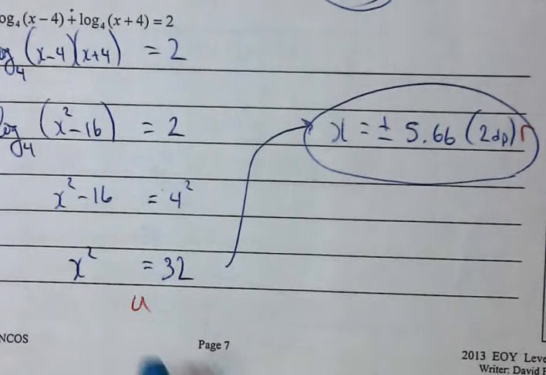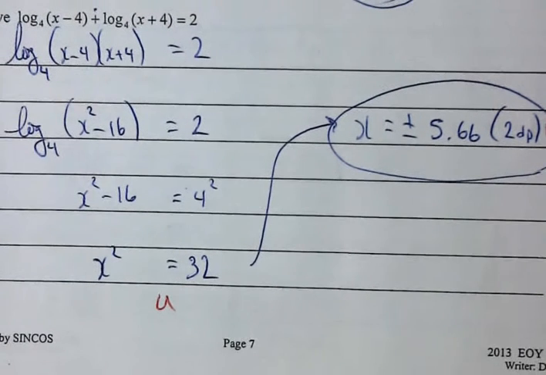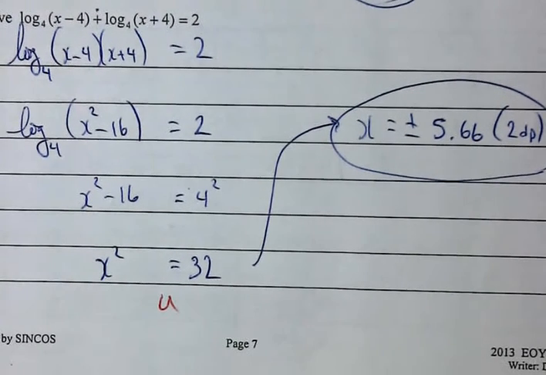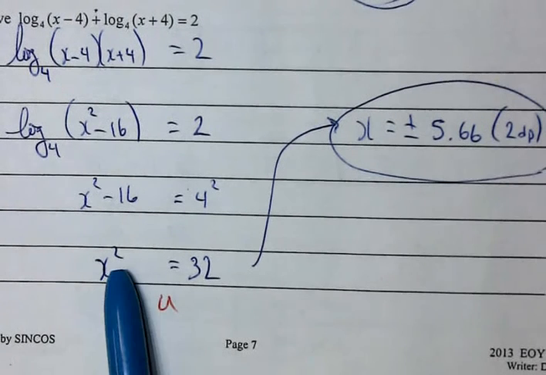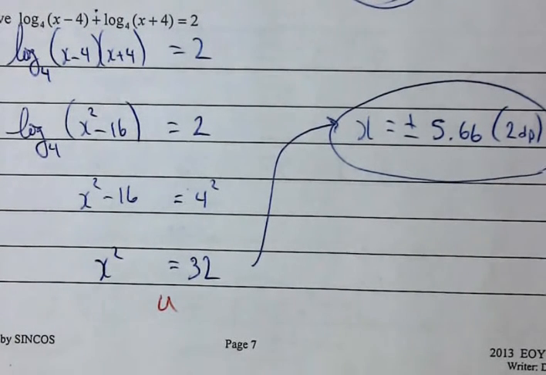Square root of 32. Why did you square root it? How do you undo squaring? Square root. Why is it plus minus? Because you can square a negative and get a positive. Like if you think about if x squared is 4, 2 squared is 4, but also negative 2 squared is 4.